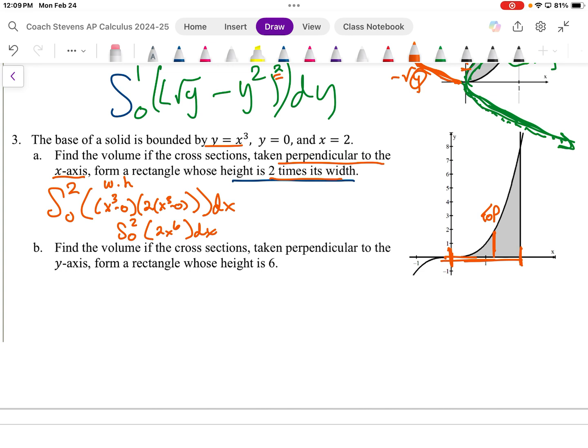Find the volume of the cross-sections taken perpendicular to the y-axis. Same problem, but perpendicular to the y-axis. And notice they said whose height is 6. So we don't have to do 6 times the width, it's flat out 6. We just now need to rewrite our equations. y equals x cubed, we have to rewrite that as x equals the cube root of y.